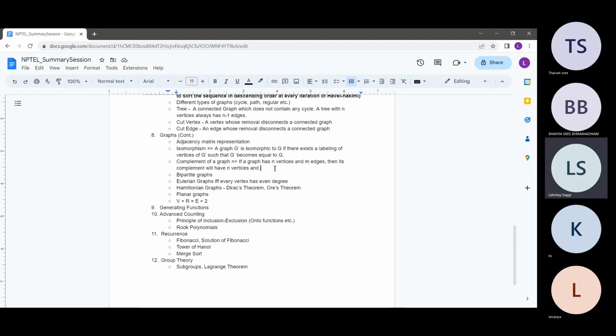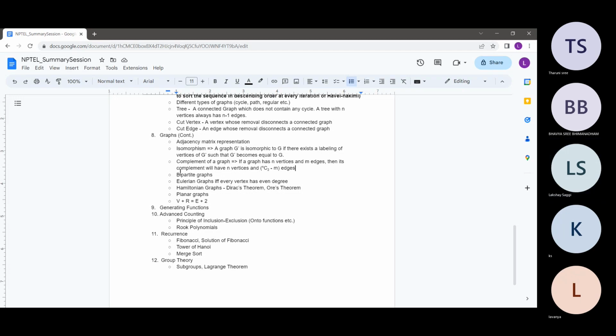So in a graph, a maximum of n choose two edges can be there, right? Because there are n vertices, any pair of vertices can have an edge between them. So there can be n choose two edges, and out of those n choose two edges, we'll remove these m edges because they are present in the original graph. So the complement should not contain these edges. This is what I'm trying to say here: if a graph has n vertices and m edges, then its complement will have n vertices and n choose 2 minus m edges.